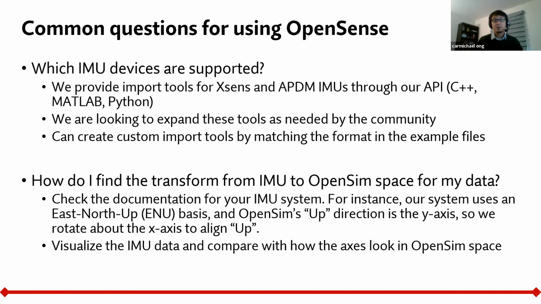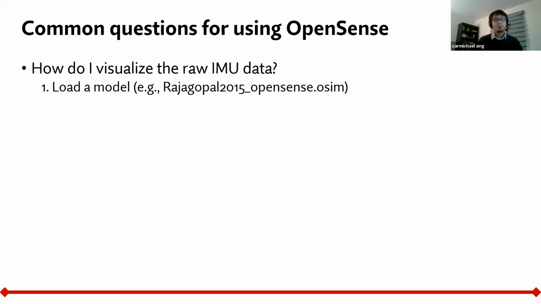Another method that could help is to visualize the IMU data and compare how the axes look in OpenSim space. So how can you visualize raw IMU data? We can use the GUI to visualize the raw data, and we'll step through a short example here through the slides. This example also uses the same files that we just used in the GUI example.